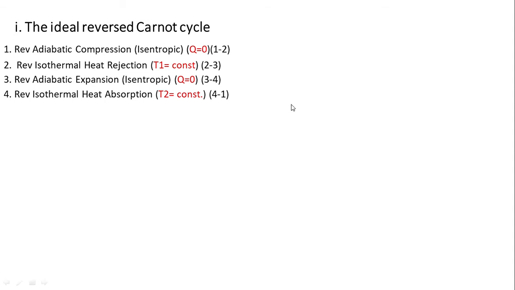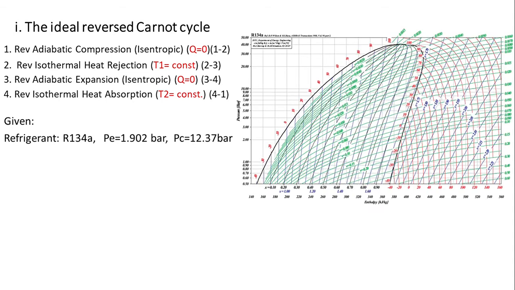Now these four processes you have to plot on the p-h diagram. So before that, what is given? The refrigerant is given as R134a, the evaporator pressure is given as 1.902 bar, and the condenser pressure is given as 12.37 bar. So this is the given data. So you have to take the p-h chart of R134a, and it will look like this. Okay, now see, we have been given only two quantities, that is, two pressures.